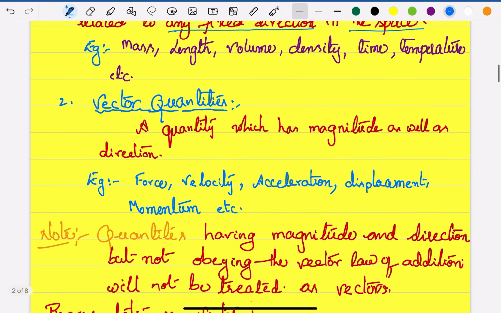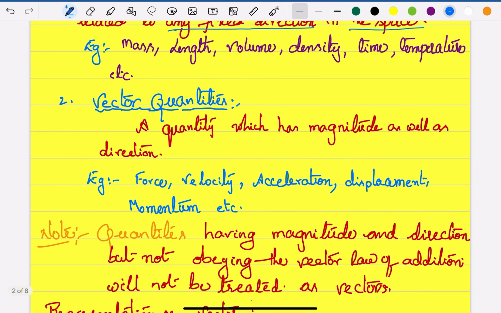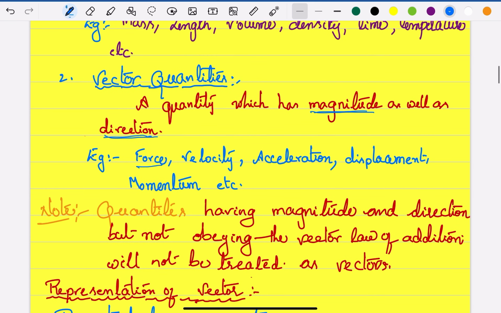The second one is vector quantities. A quantity which has magnitude as well as direction, both, is called a vector quantity. Examples: force, velocity, acceleration, displacement, momentum, etc. These are called vector quantities.